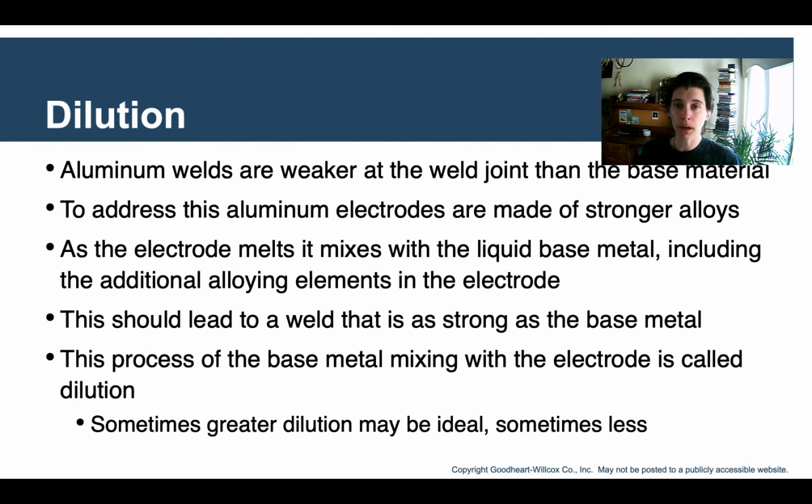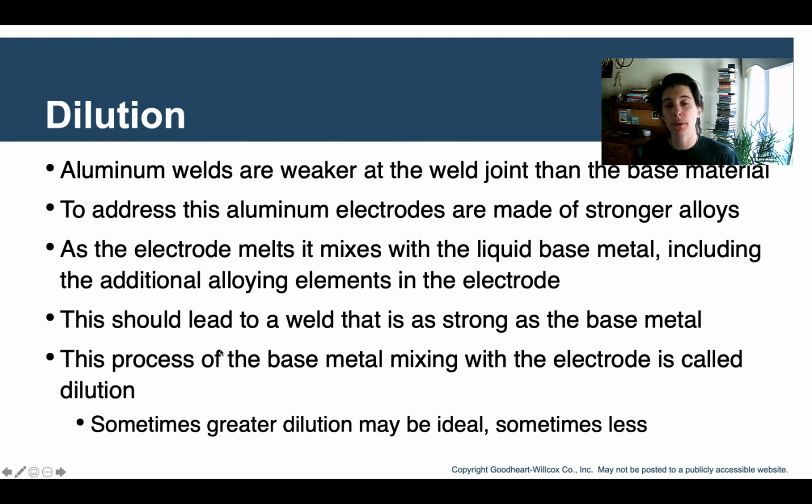This is a term that you might come across when you're talking about aluminum that I wanted to define: dilution. As I mentioned before, aluminum welds are weaker at the weld joint than the base material. To address this issue, aluminum electrodes are made of stronger alloys. As an electrode melts, it mixes with the liquid base metal, as every weld does. That includes the additional alloying elements in the electrode, which are now mixing in with the base metal. This should lead to a weld that is as strong as the base metal because you've kind of over-strengthened the weld area in a way that hopefully just makes it even with the base metal.